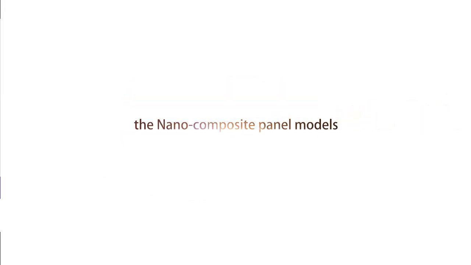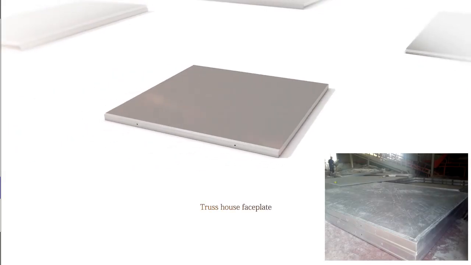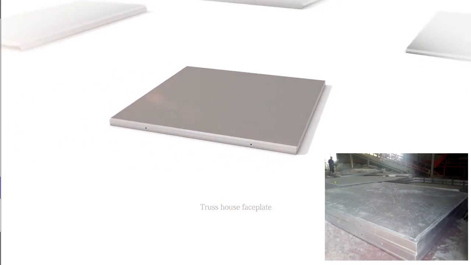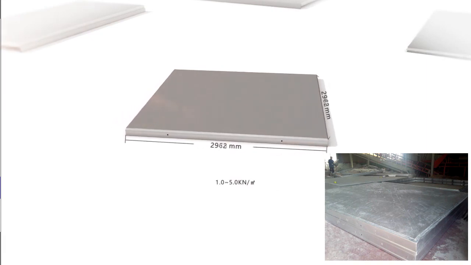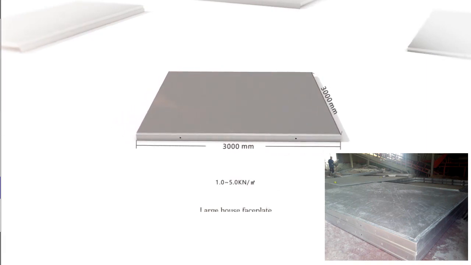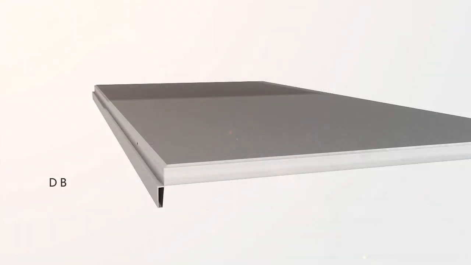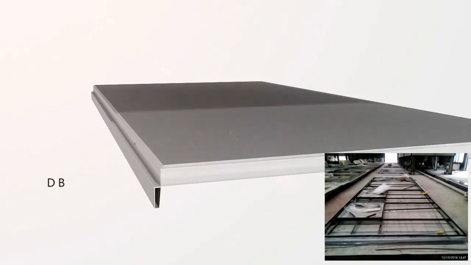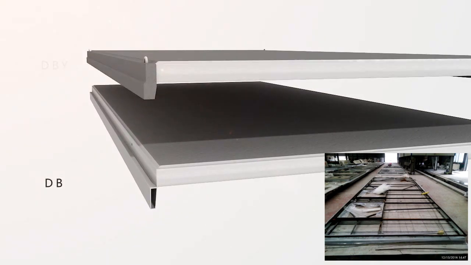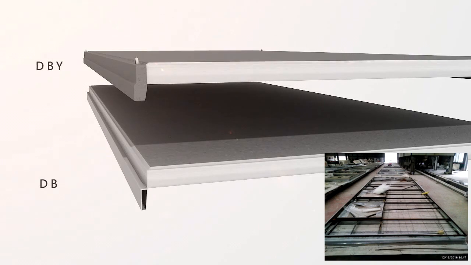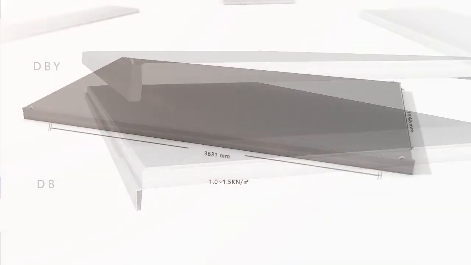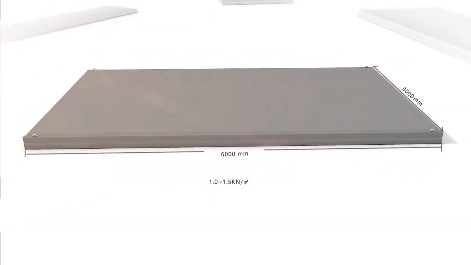The nanocomposite panel models. Truss house faceplate. Common specification is 3 by 3 meters. Allowable extra load is 1.0 to 5.0 kilonewtons per square meter. Large house faceplate. It is divided into two types: large roof with steel edge ribs, DB, and pre-stressed concrete side ribs, DBY. The common specification is 3 by 6 meters.